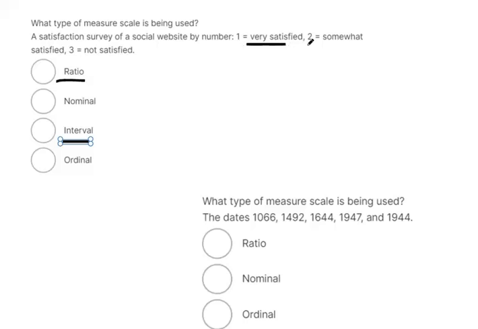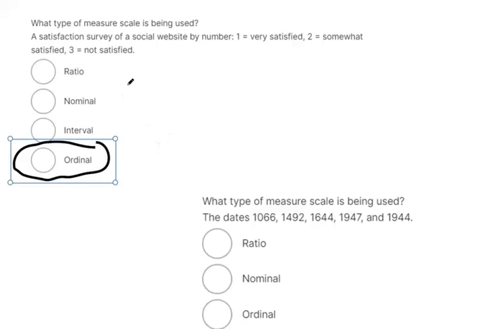But what's the difference between very satisfied and somewhat satisfied? It's not a measurable difference, right? So these are really categories, and you can put a natural order to them. 1, 2, 3, very satisfied to not satisfied. So since this has order, we could say ordinal.